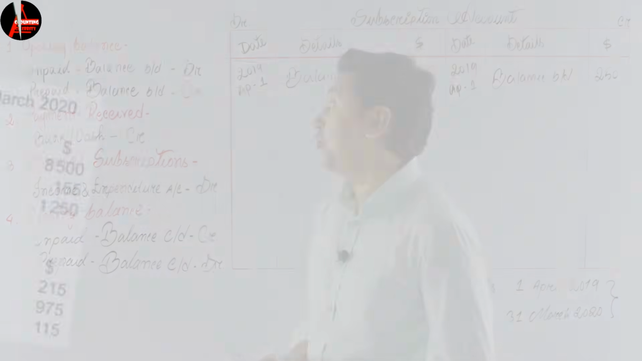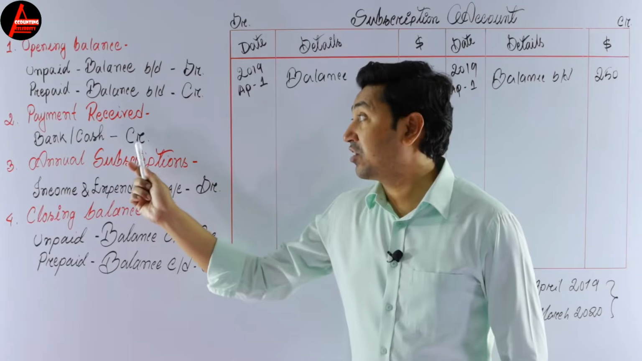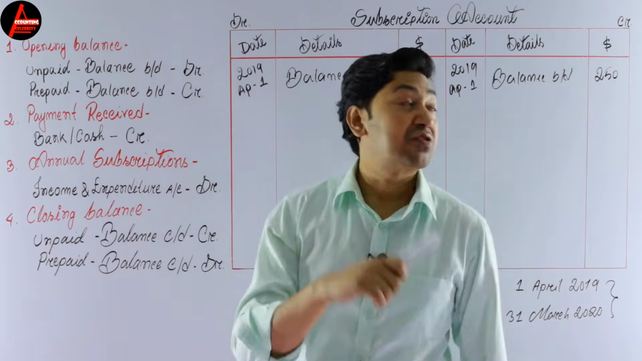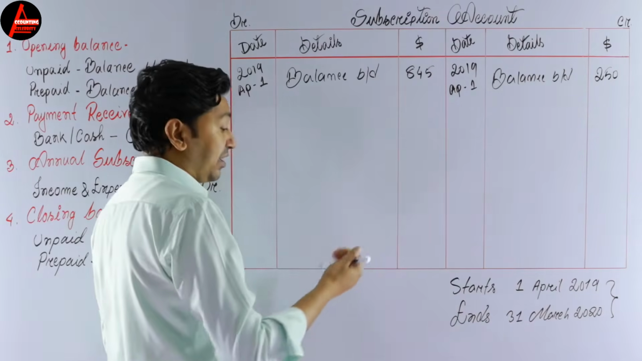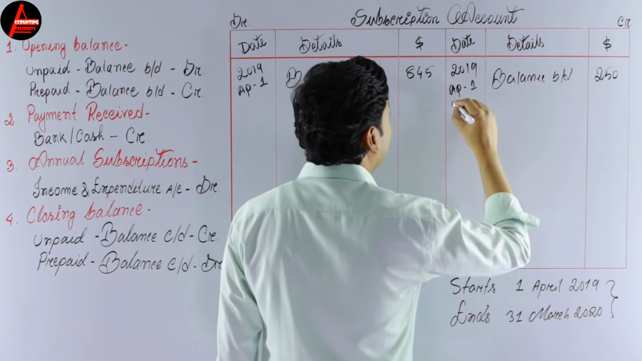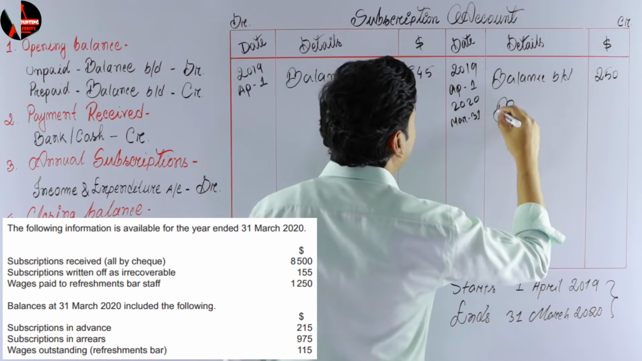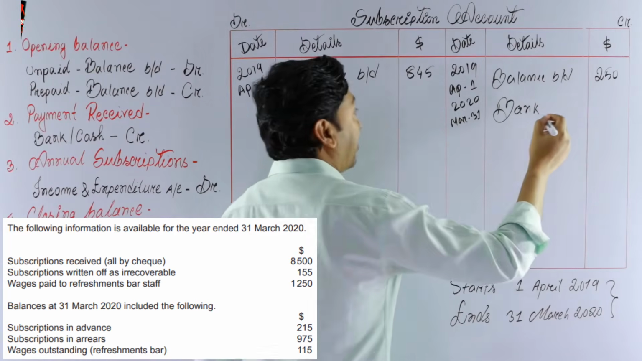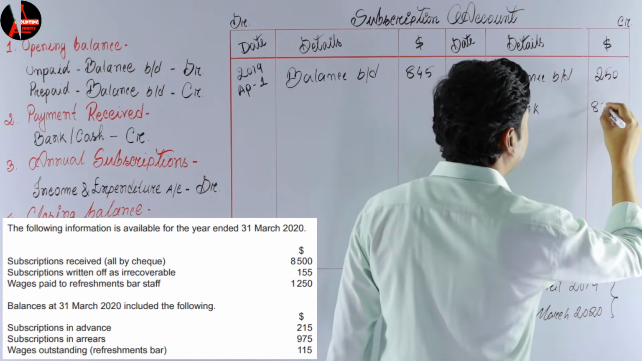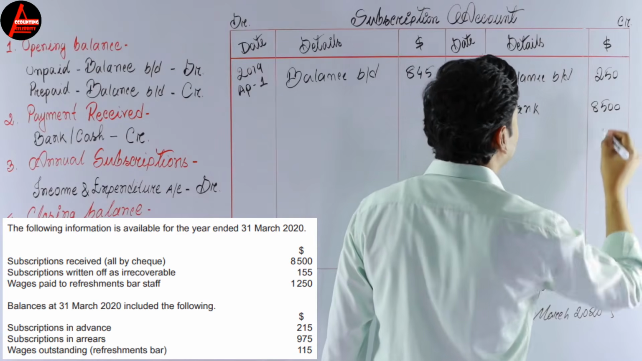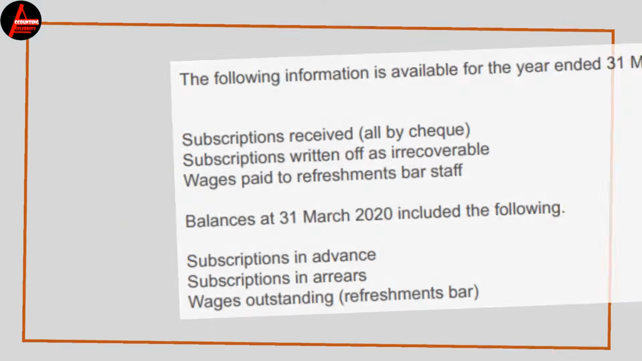Okay, so which side do we have to record? We have to write on the credit side. Okay, so let us go to the credit side and we will write the date first, the last day, 2020 March 31st. We will write here bank and the amount is given in the question, $8,500. Okay, done.